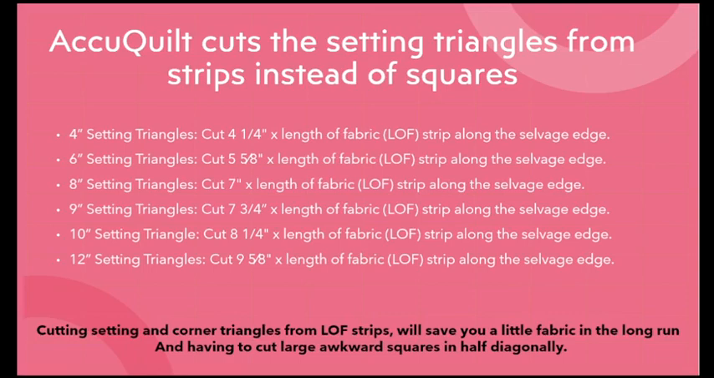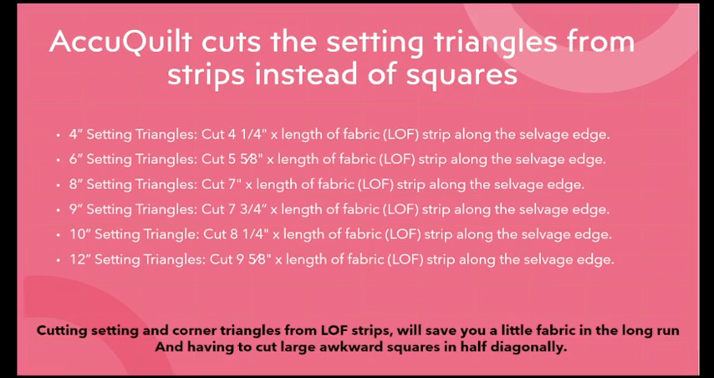So the AccuQuilt goes in the same manner as that ruler. We cut strips, and then from those strips we cut our shapes. And the strips, depending upon the size die that I put here, would be the width of the strip that you cut. We're going to cut length of fabric because that's going to give us the straightest possible non-stretchiest edge on the outside of our quilt that you can have.